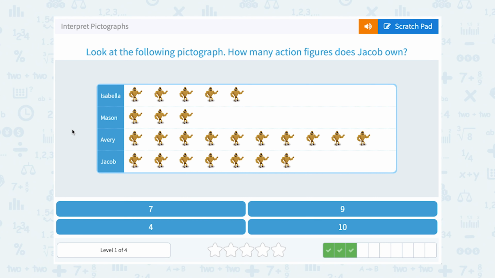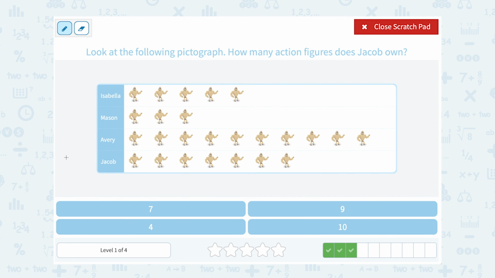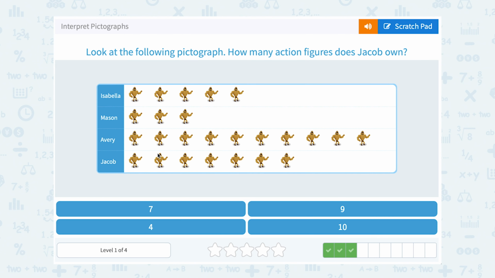Look at the following pictograph. How many action figures does Jacob own? Okay, well, notice we have Isabella, Mason, Avery, and Jacob. So the last row in the table would represent Jacob's action figures. Okay, well, let's count. He's got 1, 2, 3, 4, 5, 6, 7.